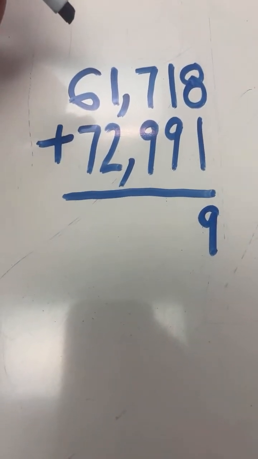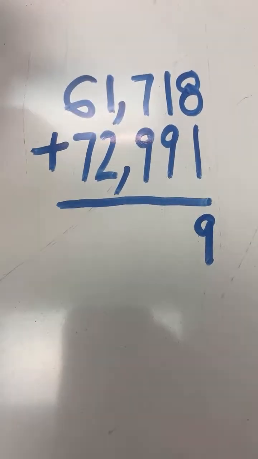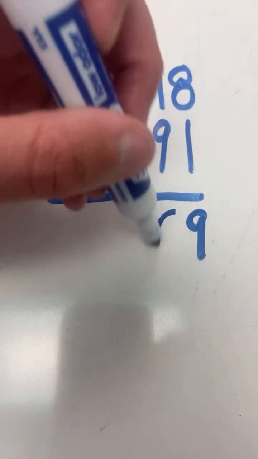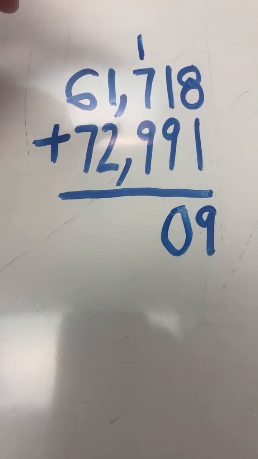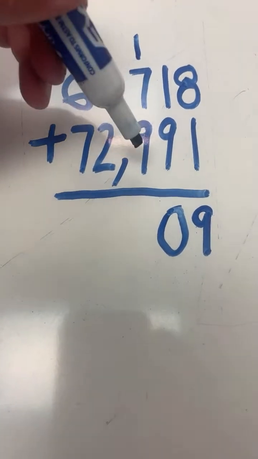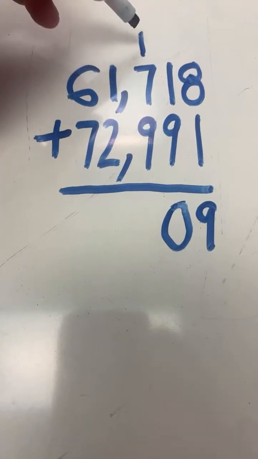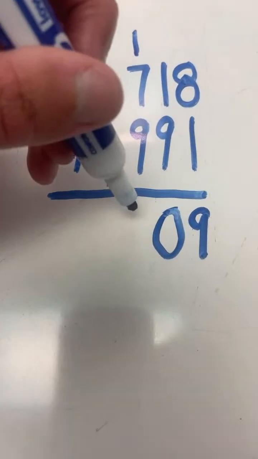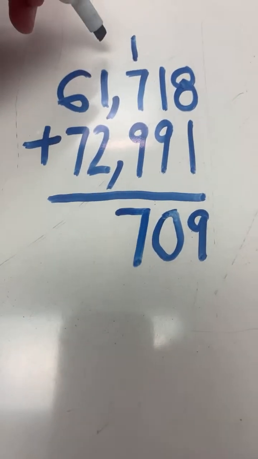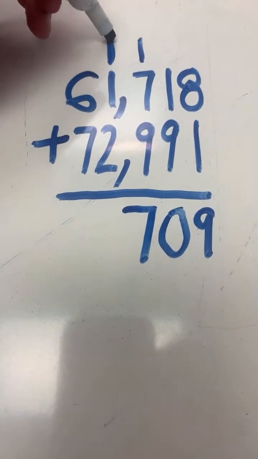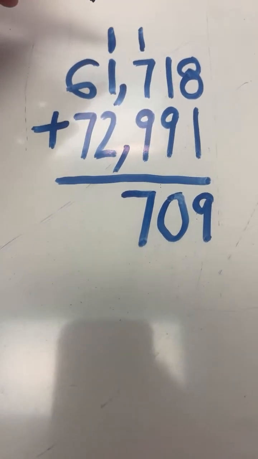In the tens place, we will need to regroup. 1 plus 9 equals 10. So the 0 in 10 goes in the tens place. The 1 in 10 gets carried over to the hundreds place. 7 plus 9 equals 16. Plus 1 equals 17. Again, regrouping is needed. So the 7 in 17 goes in the hundreds place. The 1 in 17 gets carried over to the thousands place.